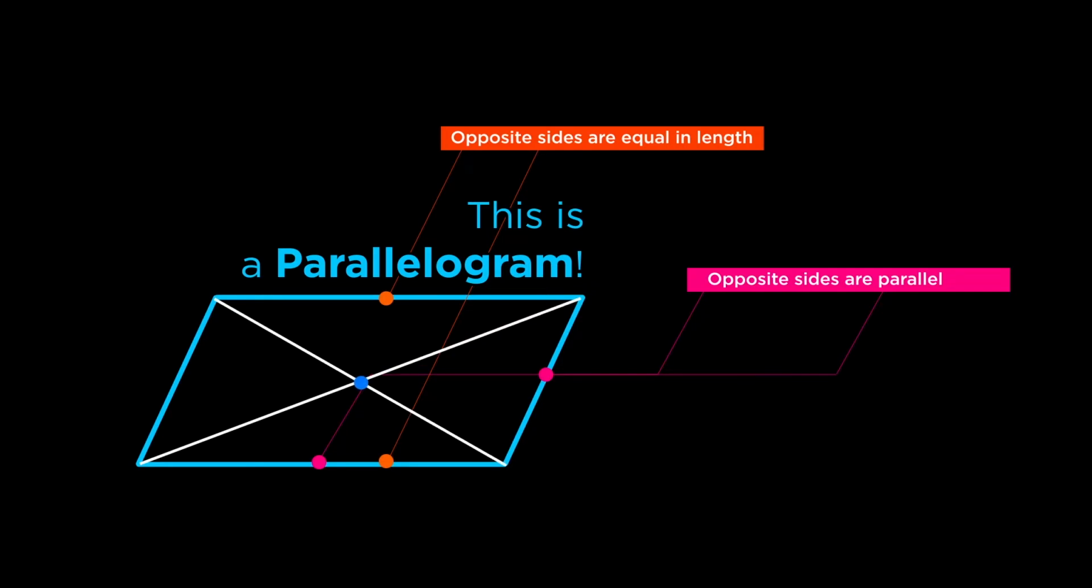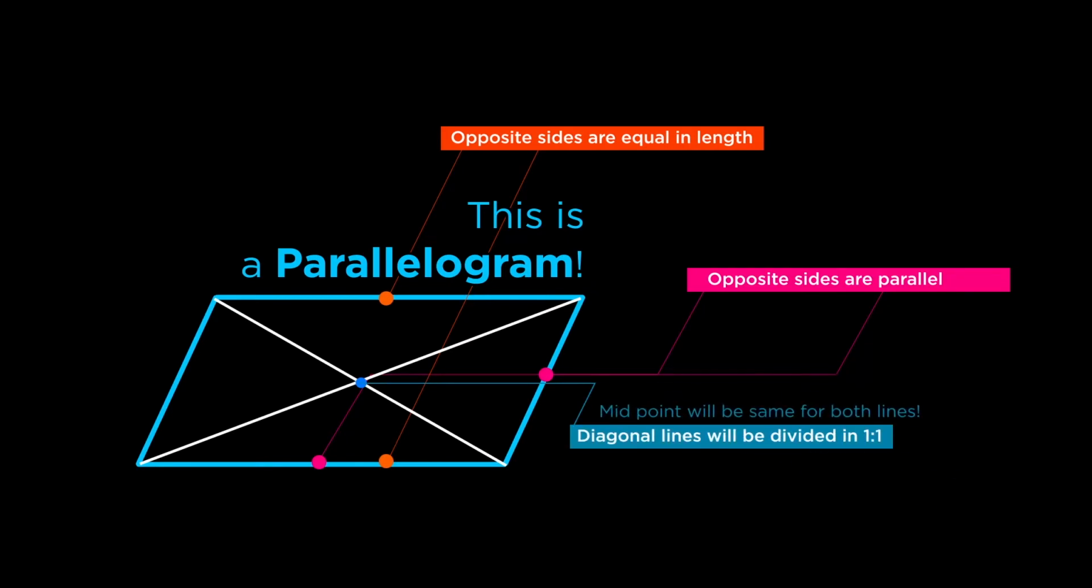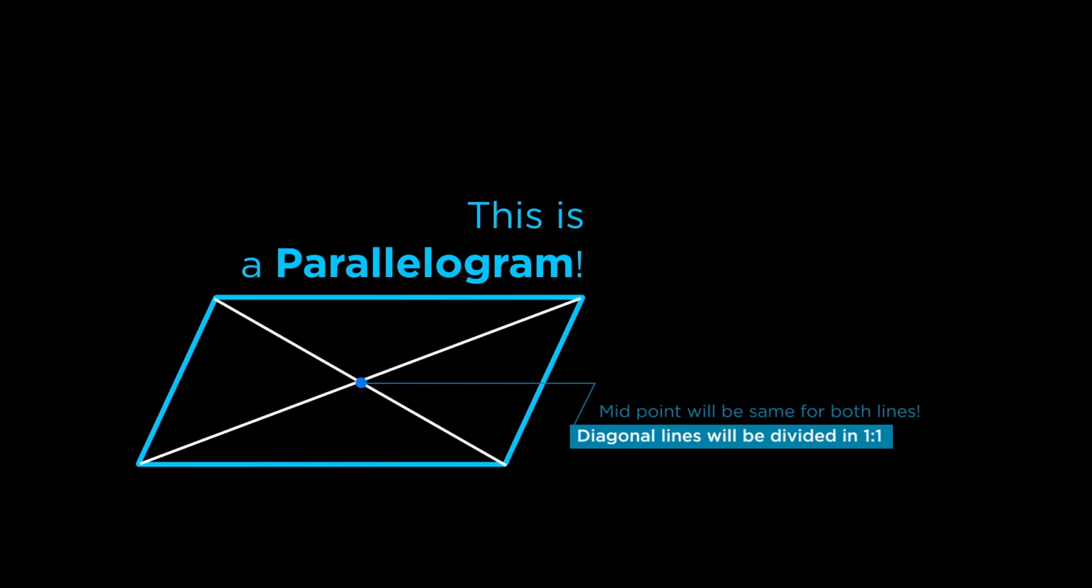The two diagonals meet at an interior point of the parallelogram, and this point divides both the diagonals in a 1:1 ratio. That means this is the midpoint for both the diagonals. So these are the properties related to the sides and diagonals of a parallelogram. Next, how to name these closed figures.